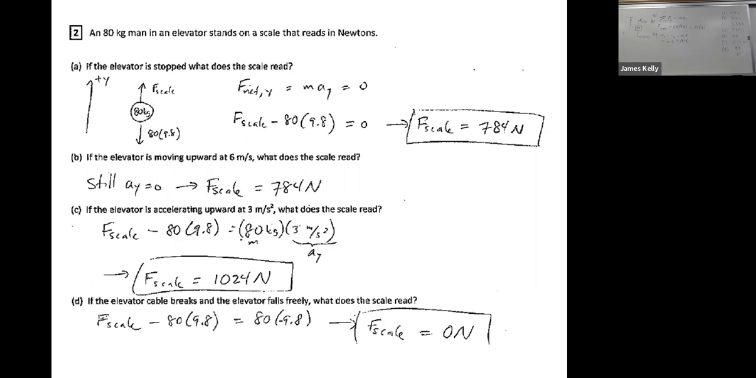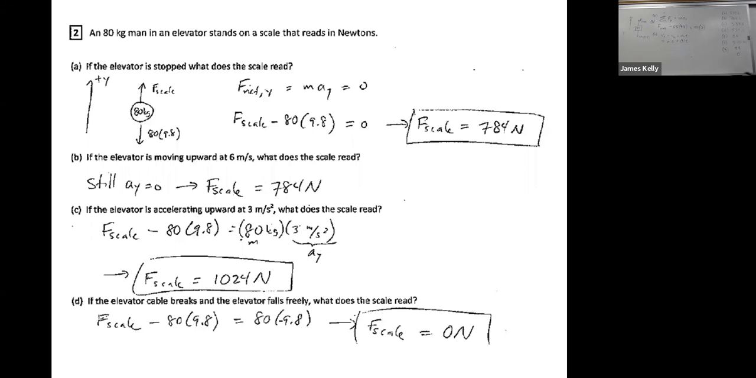D, after reaching an upward speed of 10 meters per second, the elevator maintains that velocity. That means 0 acceleration. So the answer for what the scale read is exactly what it was when it was at rest. What matters is that the acceleration is 0. We don't care about the velocity or the speed. After a few seconds of traveling upward at 10 meters per second, the cable breaks, so the elevator car is not connected to anything. What does the scale read after it's broken?